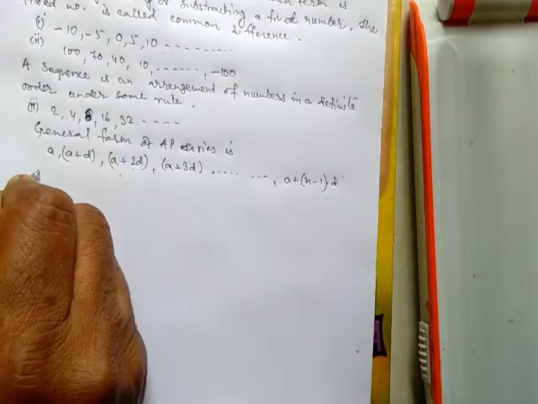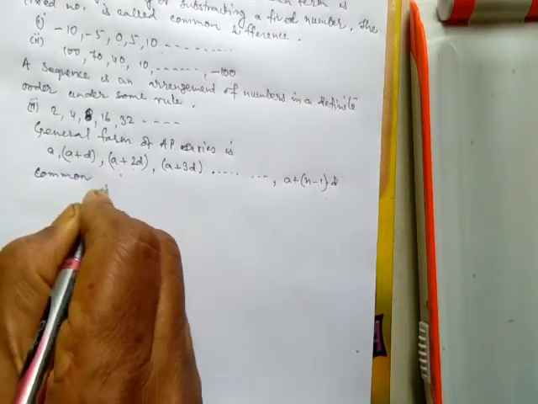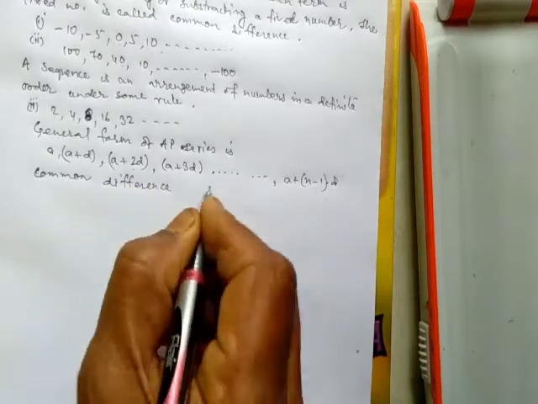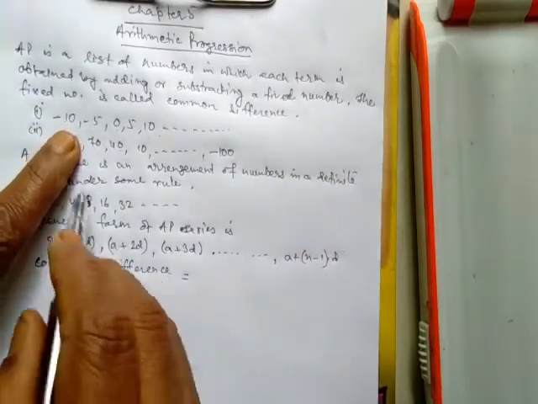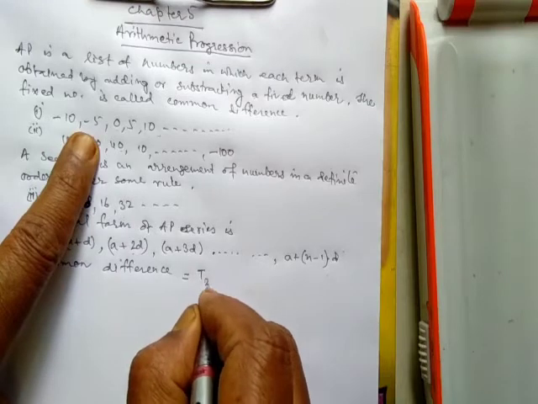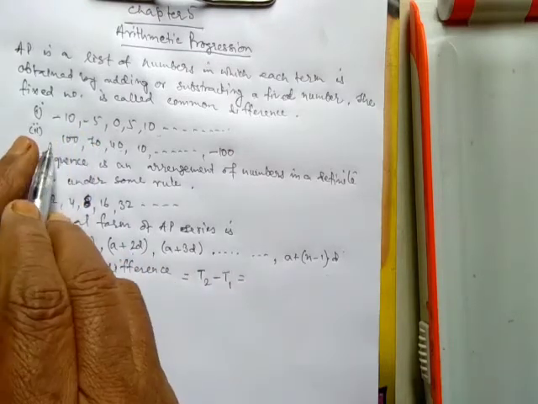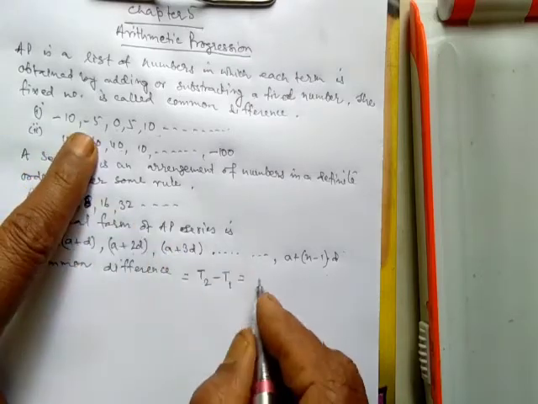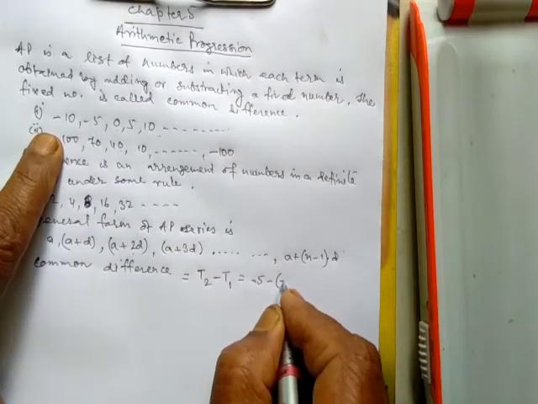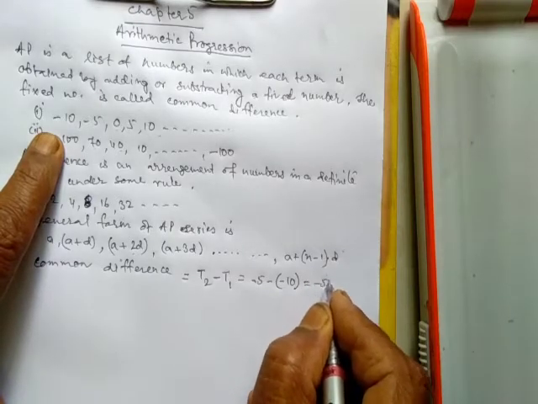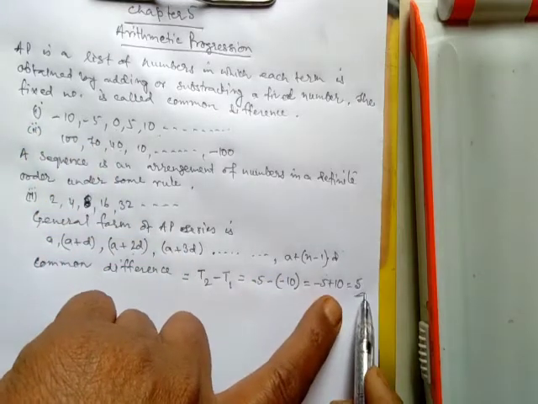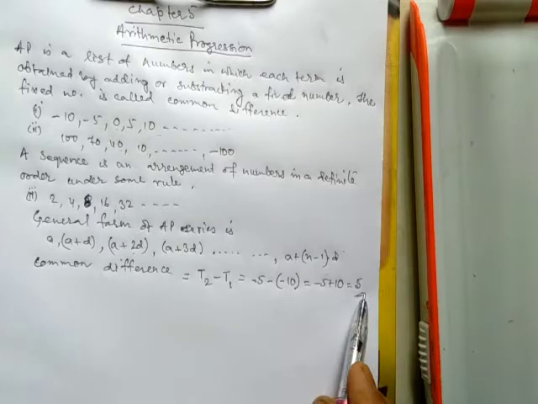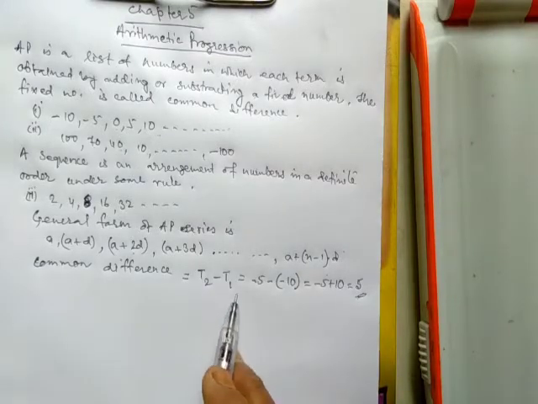Now what is the common difference? Common difference is equal to, suppose I take the second term minus the first term, t2 minus t1. This is the first term, this is the second term. The second term is minus 5, minus the first term 10, which is minus 5 plus 10, equal to 5. So this 5 is your common difference. This is how we find the common difference of a series.